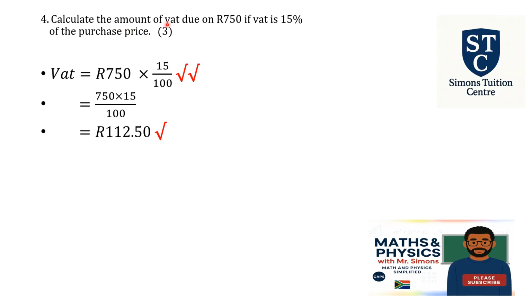And then calculate the amount of VAT due on 750. VAT is 15% of the purchase price. So 750 is my purchase price times 15 over 100 for percentage. 2 marks there. And that gives me 112 Rand 50. Remember, 750 times 15 divided by 100. So you can punch it in like that on your calculator, and that's the answer you should get: 112 Rand 50. So these are just some basic percentage calculations that you need to understand and know.